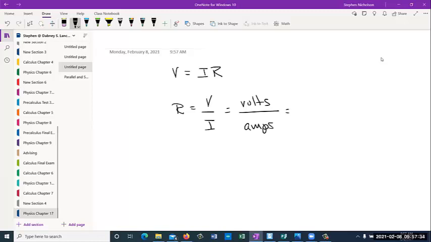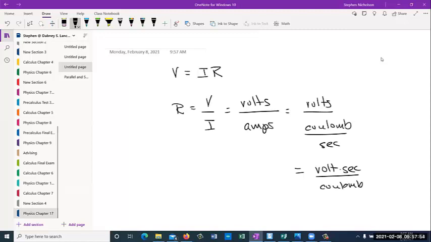Now you could also do an ampere is coulombs per second. So this would be volts per coulomb per second, which would give you volt seconds per coulomb. That might be useful at some point. But we have a special name for this. This is called ohms. So one volt per amp is 1 ohm. Okay, so that's the units.